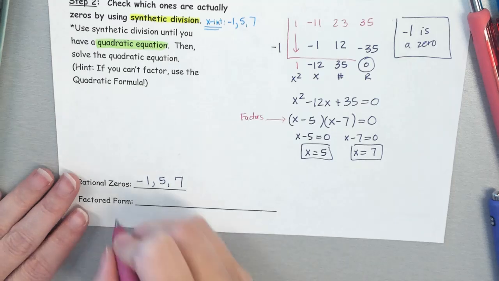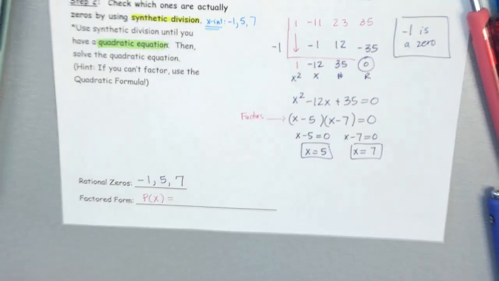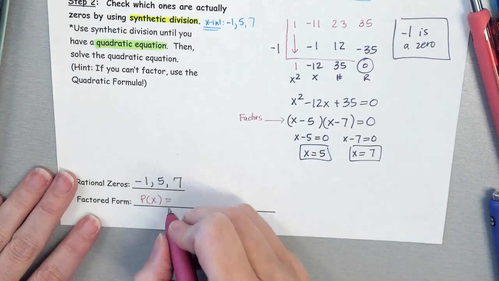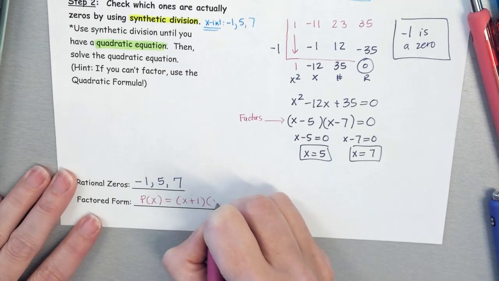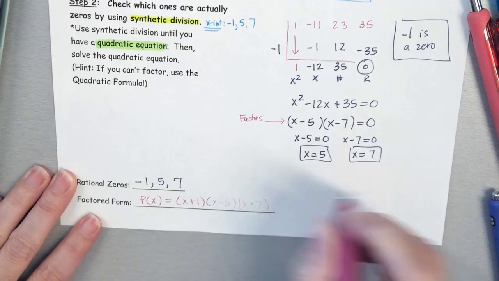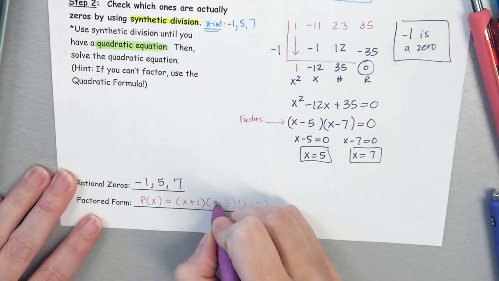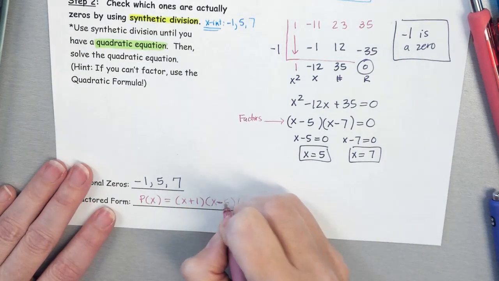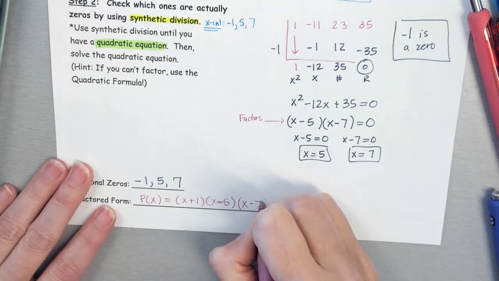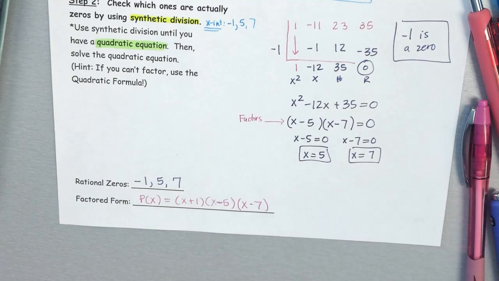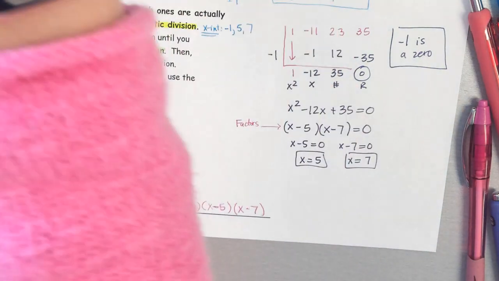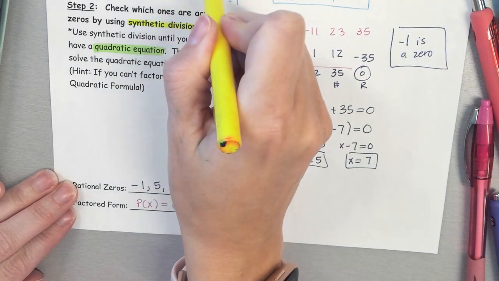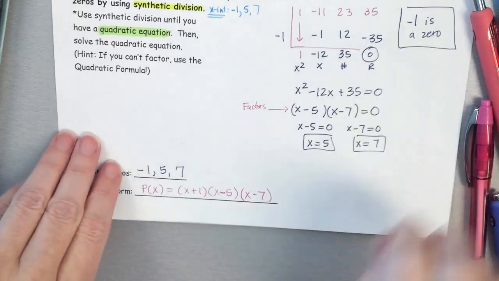Okay, so the factored form, we're going to call our polynomial p of x. So how would you write -1 in factored form? Great. So it's x plus 1 times x minus 5 times x minus 7. That's your factored form. Okay, so when it's asking you for those two things, just make sure you have both. Make sure you can write it in factored form, your p of x equals. Make sure that you find all of your rational zeros.